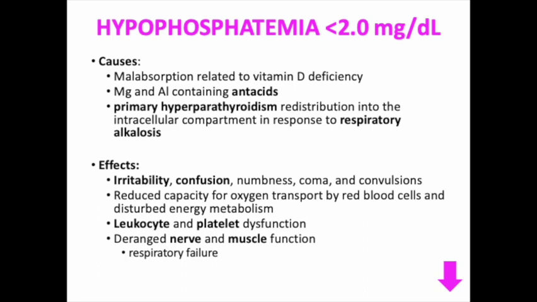What you would see with your patient is irritability, confusion, numbness, coma, convulsions, reduced capacity for oxygen transport by red blood cells, and disturbed energy metabolism. You might see, with patients with hypophosphatemia, low leukocytes and platelets and lower function of these leukocytes and platelets. It can also cause deranged nerve and muscle function, and therefore, if it is occurring in our lungs and thoracic area, it can cause respiratory failure.